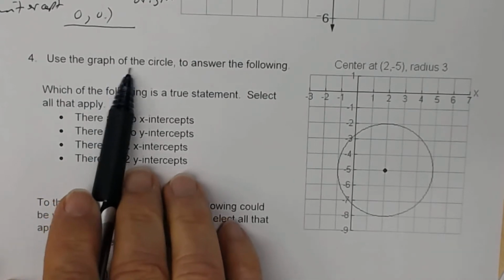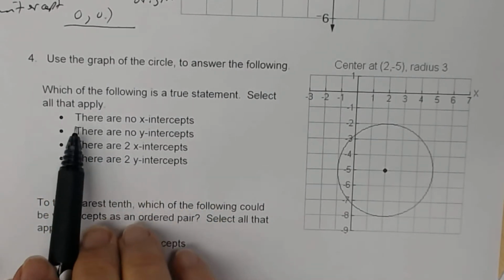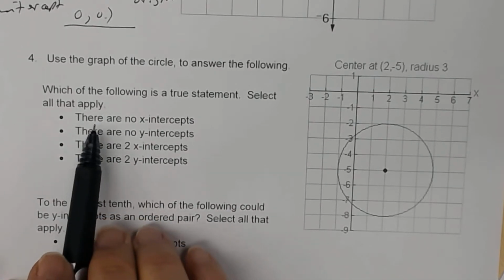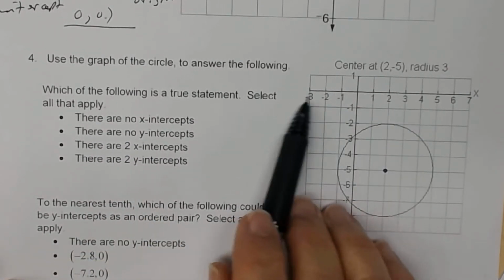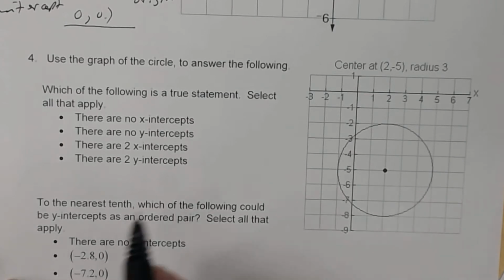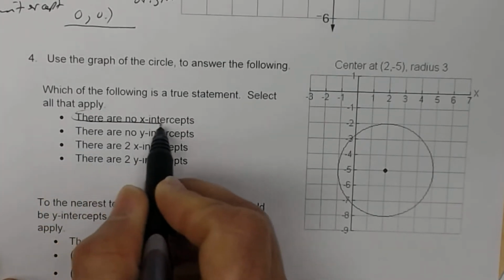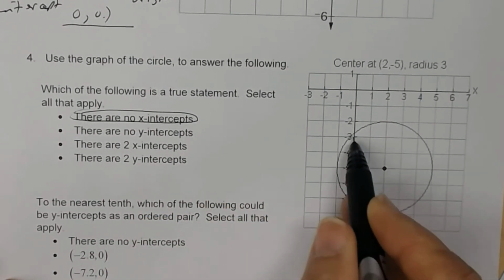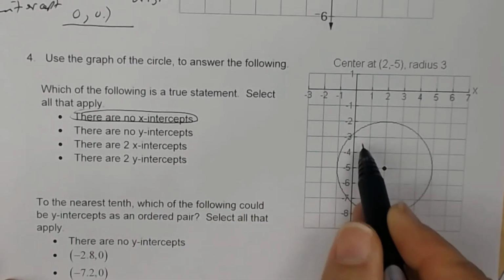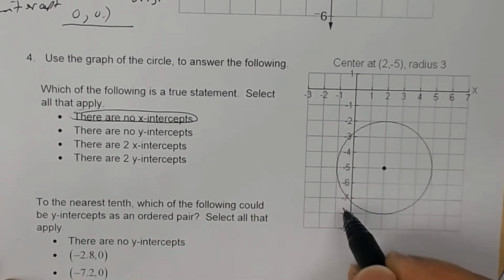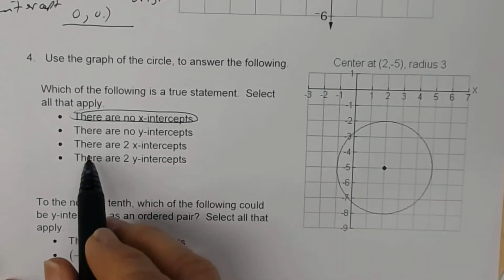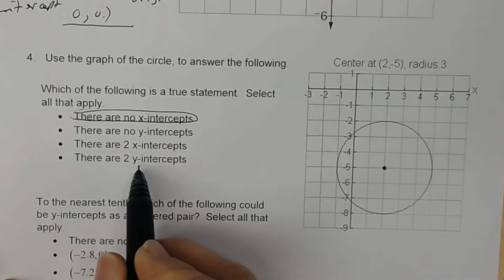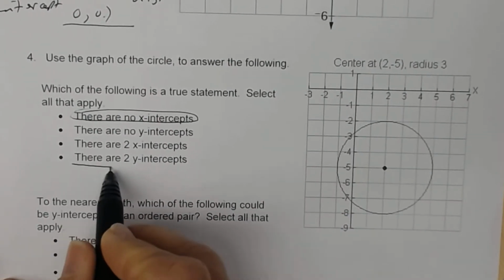So use the graph of the circle to answer the following. Which of the following is a true statement? Select all that apply. There are no x-intercepts. That is true. The graph does not cross the x-axis, so I'm going to circle that one. There are no y-intercepts. That's not true, because you can see the graph does cross the y-axis. In fact, it crosses the y-axis in 2 places. There are 2 x-intercepts? Nope, there aren't any. There are 2 y-intercepts? Yes, there are 2 y-intercepts.